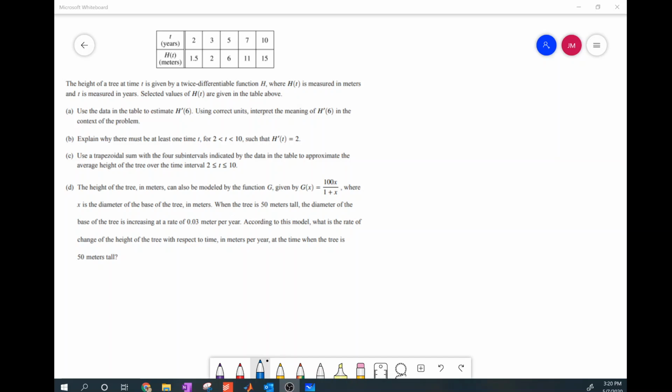Alright students, here is a solution for question 2 from Classwork 1. So let's see what we got going on here. We got a table with years and meters.